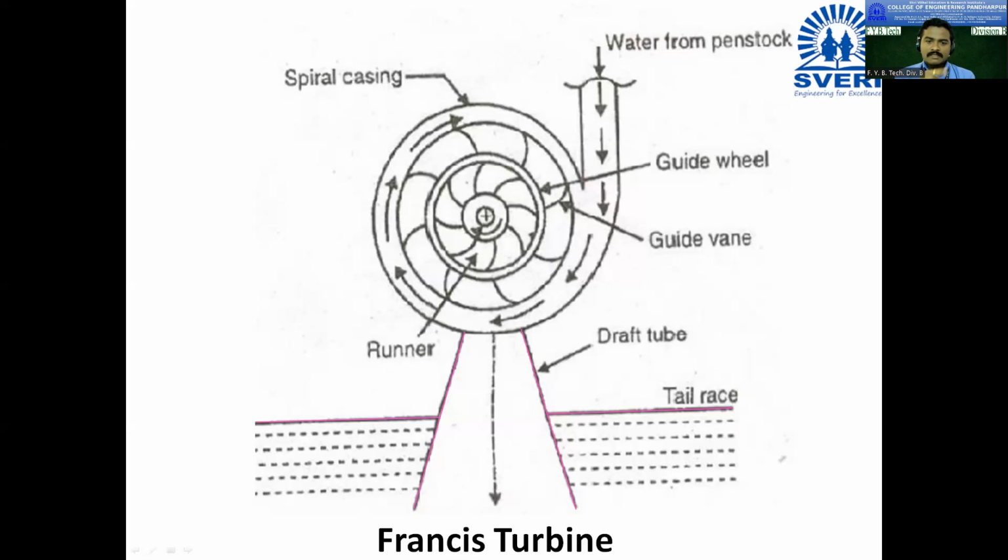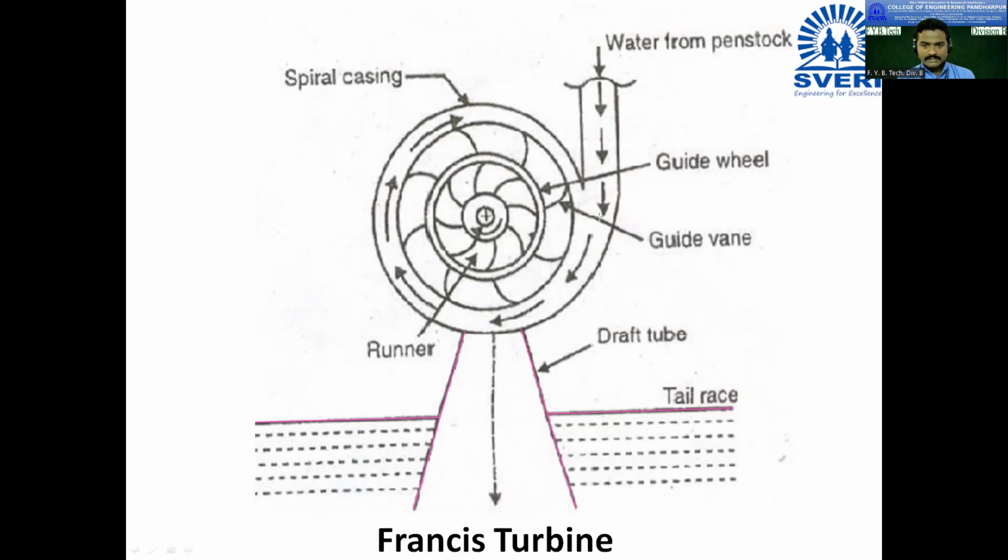The runner is rotated by the water striking over the runner vanes or blades, and it causes the rotation. Then second is the guide vanes. The guide vanes act as flow passages, and through these passages, water is moving towards the runner side, radially inward.